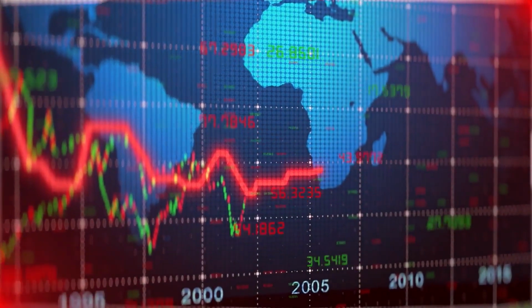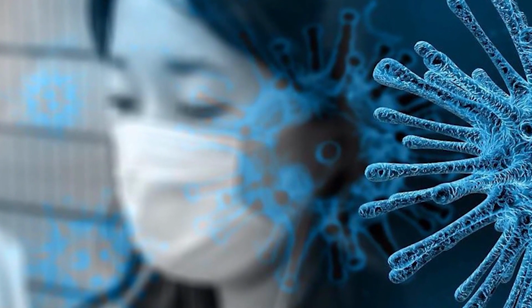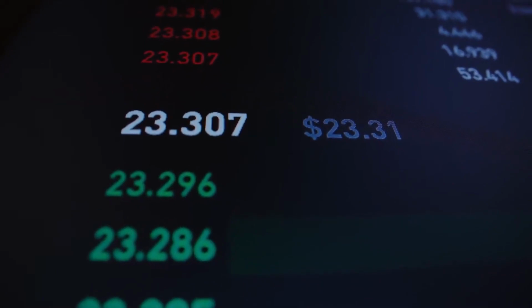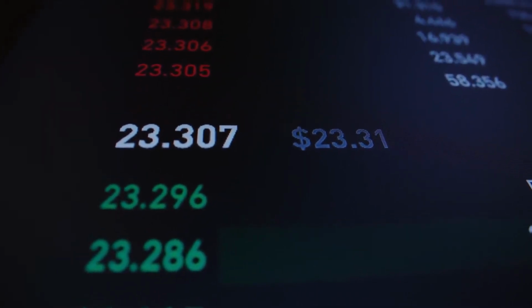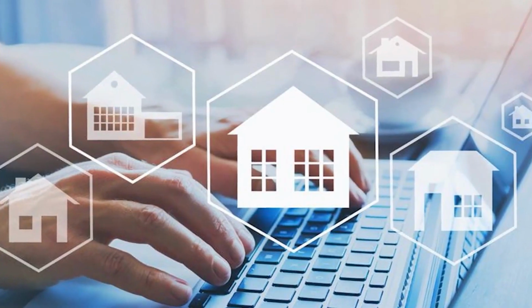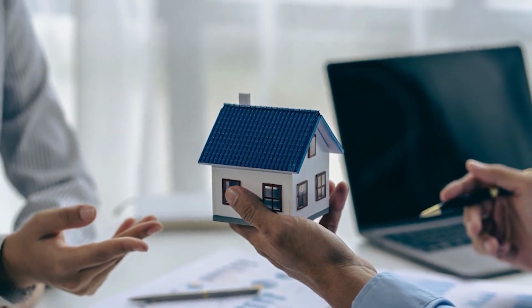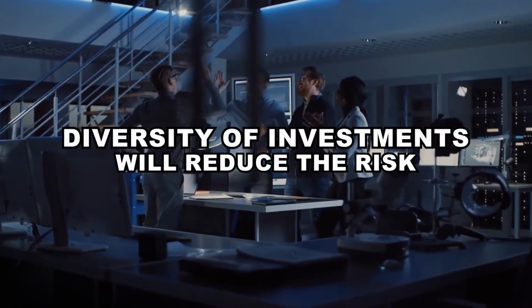A good example of how real estate is more stable than the stock markets is the COVID-19 pandemic situation. At that time, the market for shares sunk suddenly and several other companies and sectors followed as well. But on the other hand, the real estate market was relatively unaffected by this situation. Diversity of investments will reduce the risk.